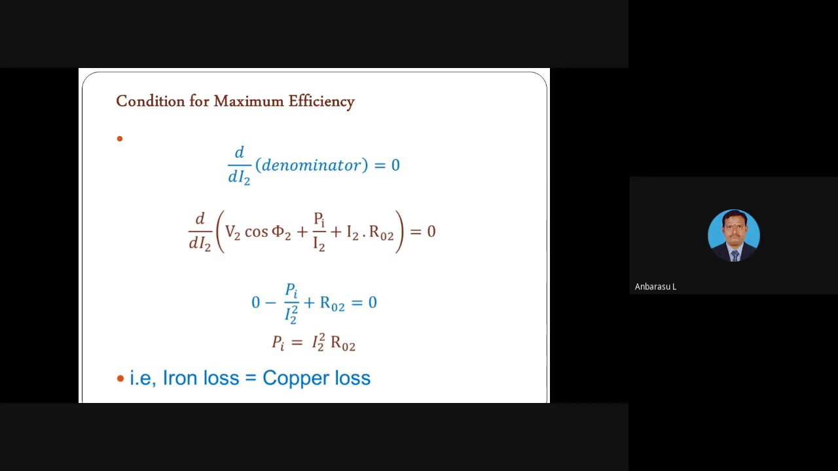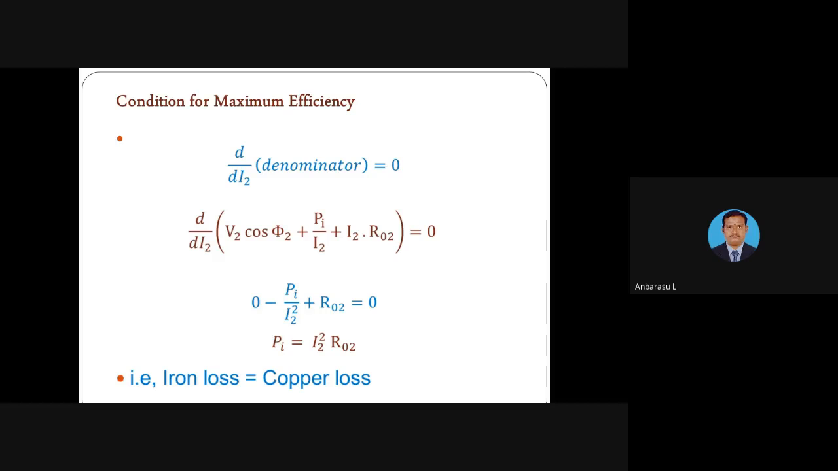Then how to produce our condition: the differential equation is useful to determine the condition for the maximum efficiency. The variable parameter is I2, d eta by d I2 for the denominator equal to 0. That is the formula for the conditions for maximum efficiency. You can substitute d by dI2 into V2 cos phi 2 plus Pi by I2 plus I2 into R naught 2, that is equal to 0.